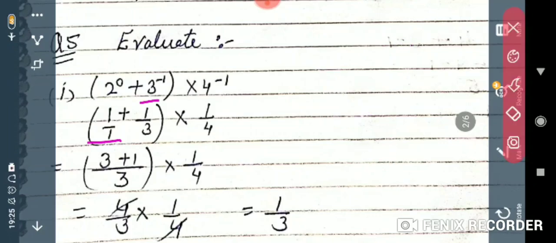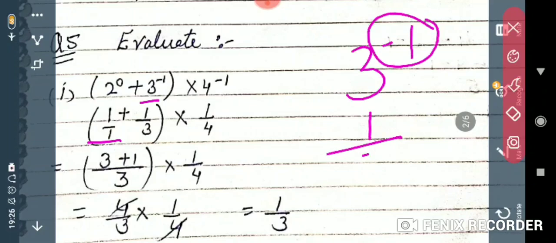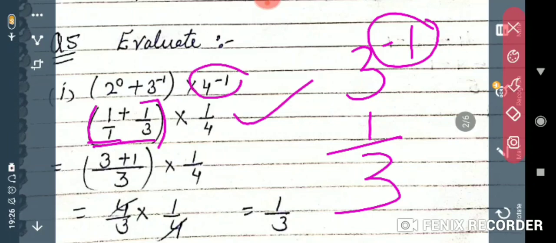3 to the power minus 1. So if I have to change this negative power, what will I do? I will do the reciprocal of this number. So 1 plus 1 upon 3 in bracket form. Similarly, 4 to the power minus 1, I will do the reciprocal of this number. Then the LCM of 3 and 1 will be 3. 1 multiply 3, we will get 3. 3 multiply 1 and 1 multiply 1, we will get 1.